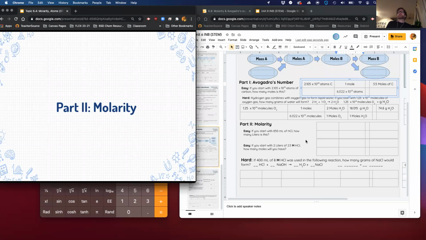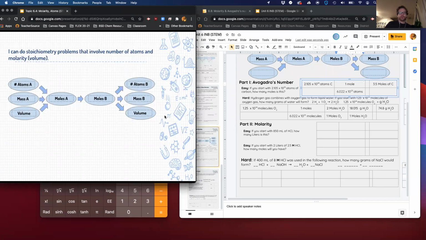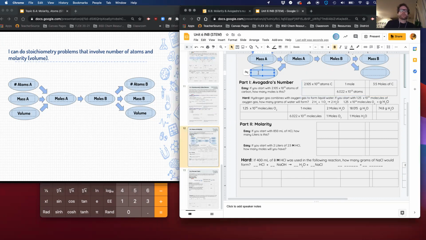The second bit I want to talk about is molarity. And I like to think of molarity as concentration. So if you take a little bit of salt and you put it in some water, it's not going to be very concentrated, not very strong. If I take a lot of salt and I put it in some water, it'll be stronger, right? So what we're going to be talking about is volume today. So volume, and mostly volume of liquids. We'll talk about volumes of gas later, but volumes of liquid, okay?